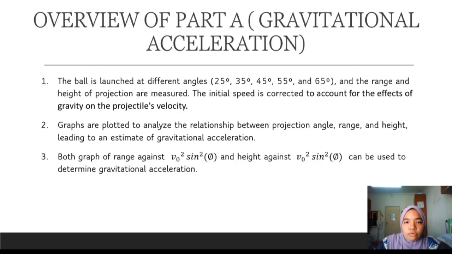For the overview of part A, which concerns gravitational acceleration, the ball is launched at different angles, 25, 35, 45, 55, and 65 degrees, and the range and height of projection are measured. The initial speed is corrected to account for the effects of gravity on the projectile's velocity. Graphs are plotted to analyze the relationship between projection angle, range, and height, leading to an estimate of gravitational acceleration. Both the graph of range against squared initial velocity times sine squared theta and height against squared initial velocity times sine squared theta can be used to determine the gravitational acceleration.